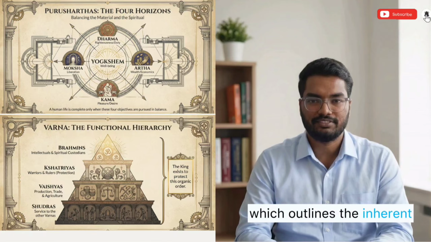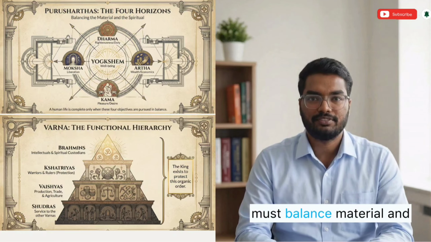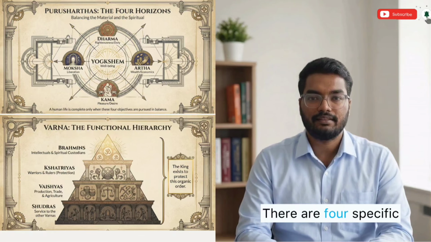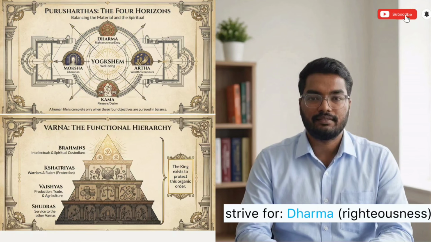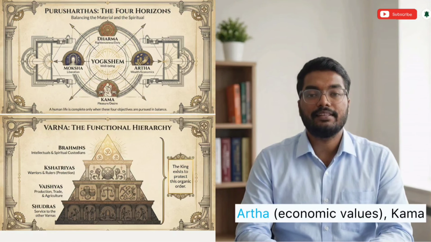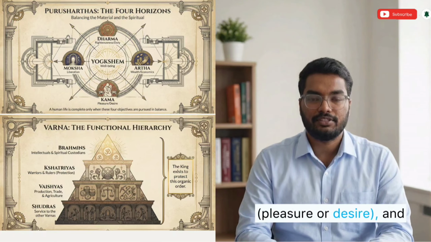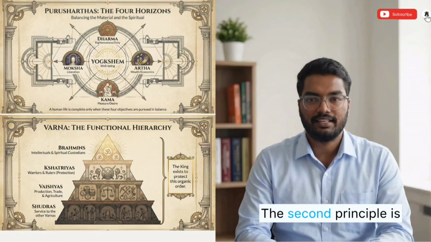The first is Purushartha, which outlines the inherent values of the universe. Dharmashastra insists that humans must balance material and spiritual objectives. There are four specific goals every human should strive for: Dharma, righteousness; Artha, economic values; Kama, pleasure or desire; and Moksha, spiritual liberation. The second principle is the Varna system.